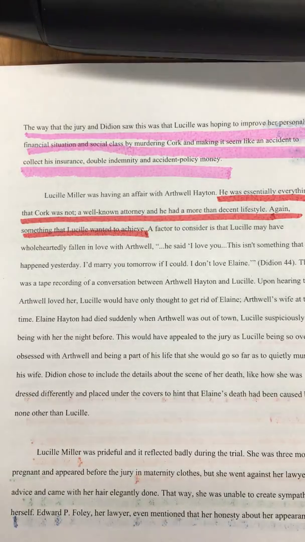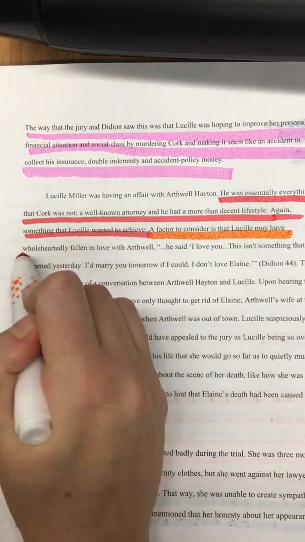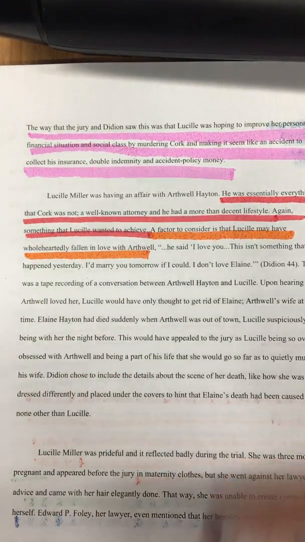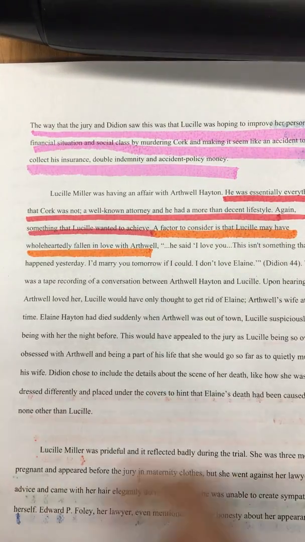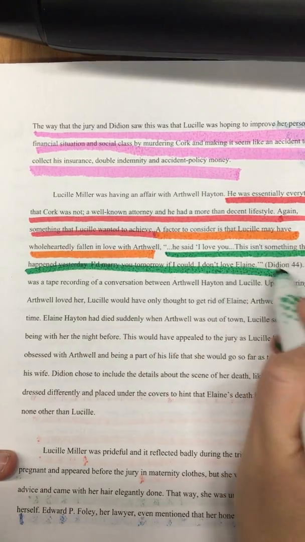We're going to talk about Arthwell Hayton. We're going to talk about what the affair got her. And then kind of how it might actually be seen. So here we have kind of a transition into our evidence. Oh, wrong color. Our evidence. Again, the citation.